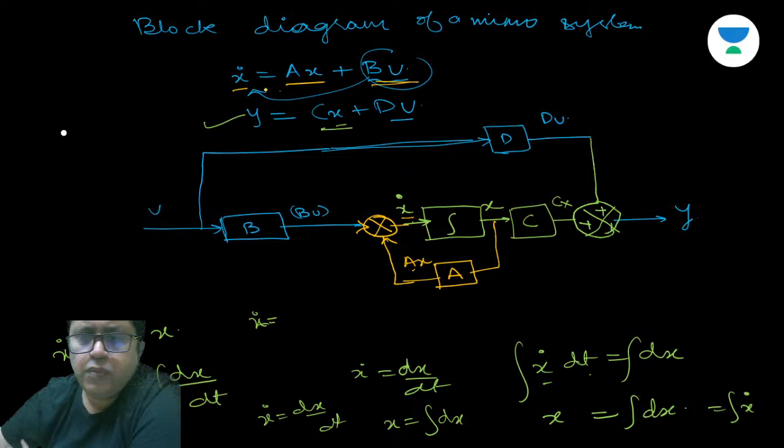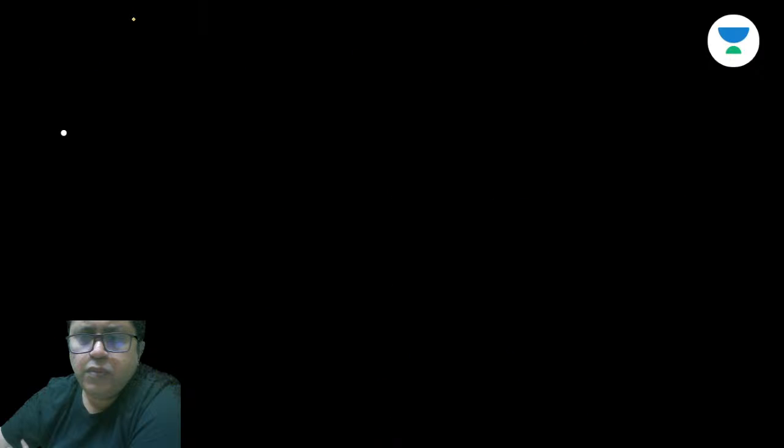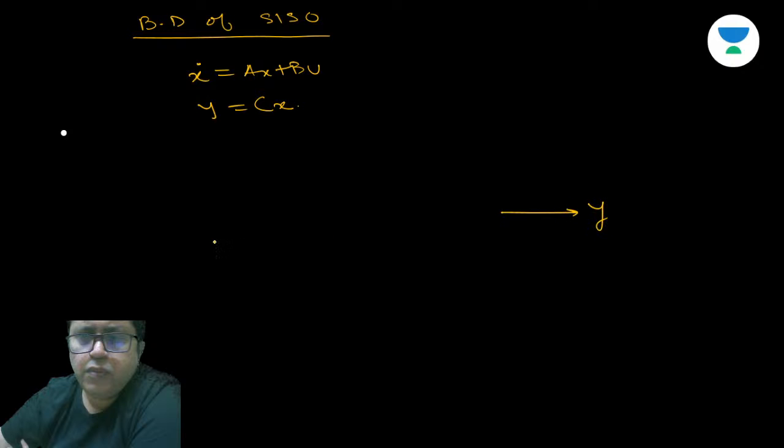So this is the block diagram of a MIMO system. Similarly, you can draw the block diagram of a SISO system. What is the equation? x dot is equal to ax plus bu. y is equal to cx. So I have got y. I have got u. Multiply u with b, I will get bu.